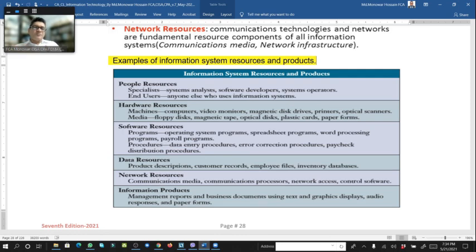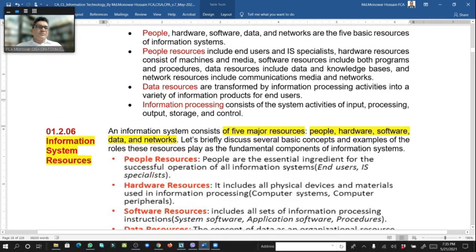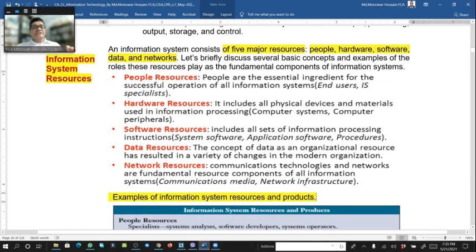So information products are management reports and business documents using text, graphics, display, and audio, in the form of presentations or dashboard presentations. This is the information product. Based on that information, management can take any decision for the next step. So we can say that there are different types of resources and products, and within our information system resources, basically five types of resource: people, hardware, software, data, network.